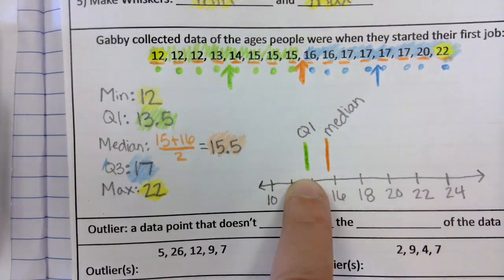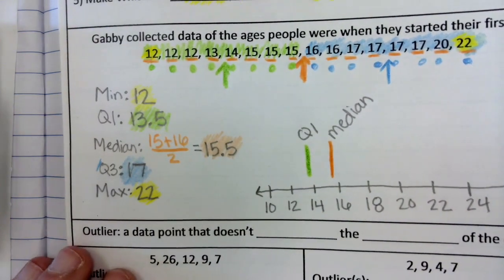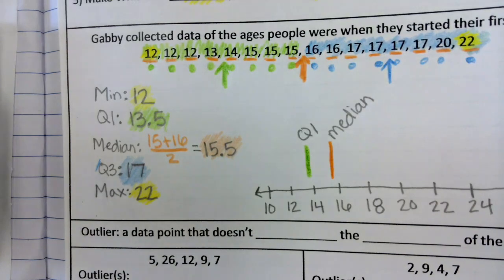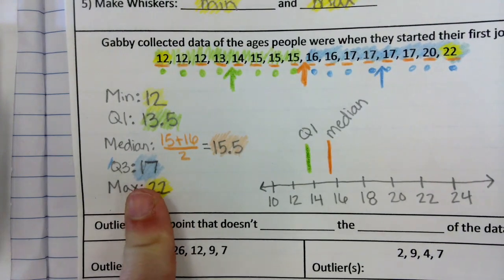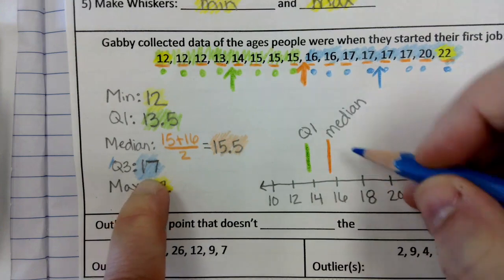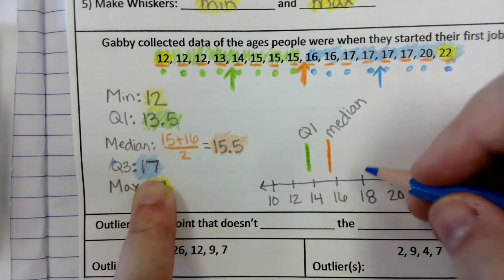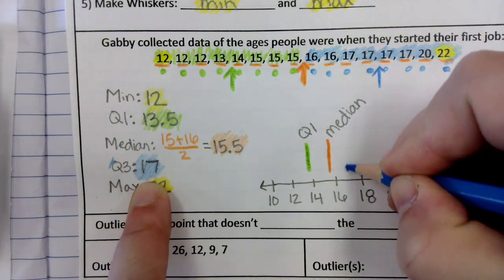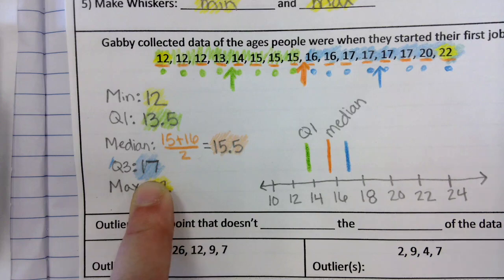So between those three, we're going to make a box. So we're going to connect that Q1, and we connect it all the way to Q3. So we kind of connect those bottoms, and then we connect those tops. And that creates the box of our box and whisker plot. And that's our interquartile range. That's where the middle 50% of people get jobs. The middle 50% of people get jobs between the ages of 13 and a half and 17.